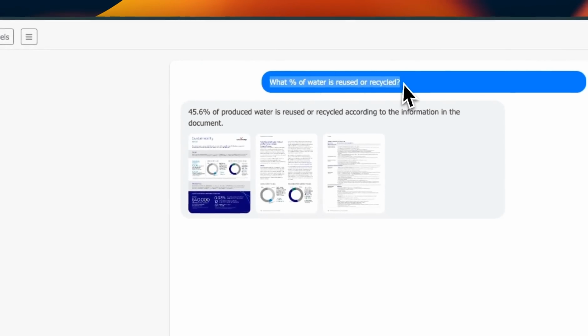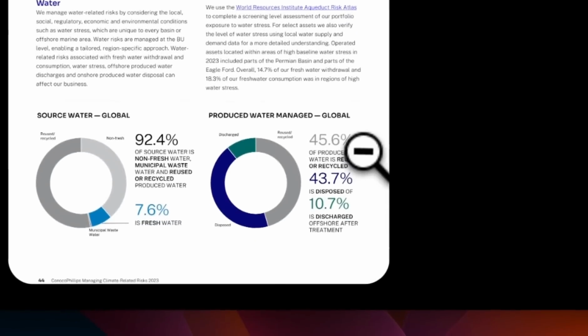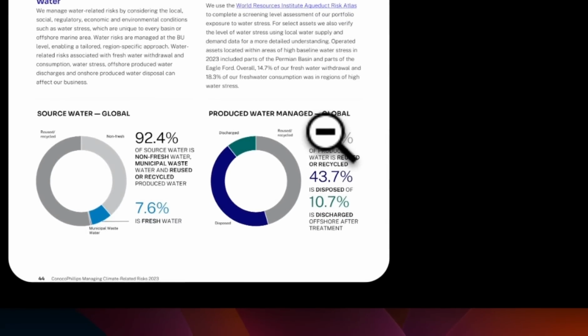So here is an example query. What percent of water is reused or recycled? And the answer is 45.6%. And here is the relevant page on which this information is found. Here's another page that the system found, which is conveying exactly the same information.